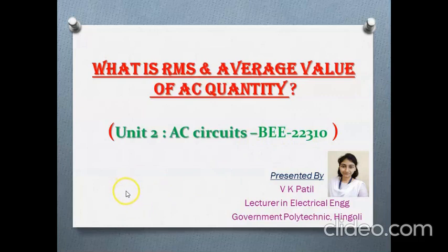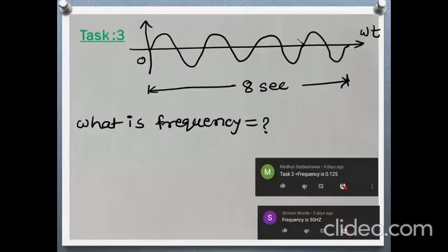In the previous session we discussed what is meant by cycle, time period, frequency, amplitude and angular velocity of an AC quantity. It may be voltage or current. In this session we are going to discuss what RMS and average value of an AC quantity are, and also what is meant by form factor and peak factor of an AC quantity. So let's get started.